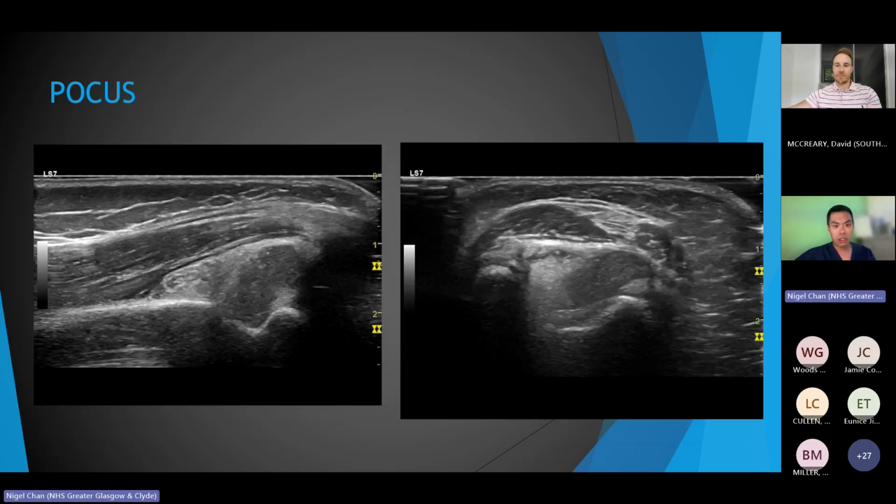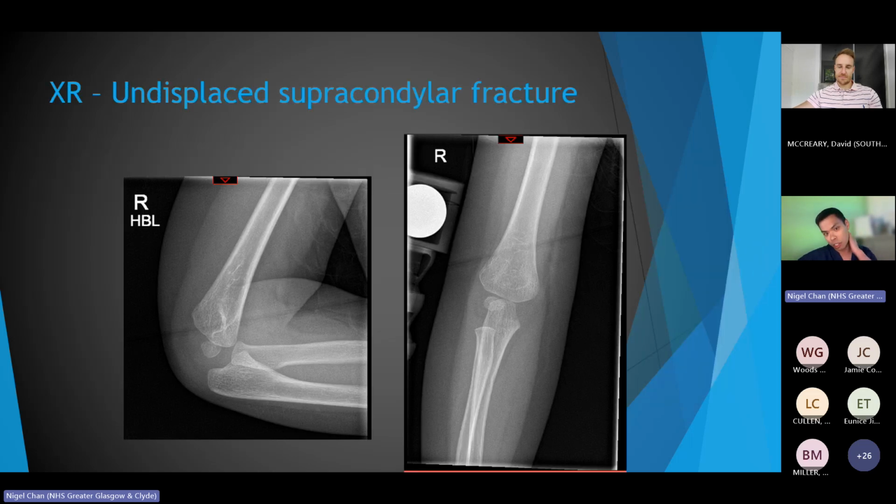And this is it in short axis. I don't think this is a clip, this is a picture. But again, you can see this is all bulged and pushed up. So if I see that, then I'm going to get them an X-ray because they've probably fractured something within their elbow joint. And this is the corresponding X-ray.